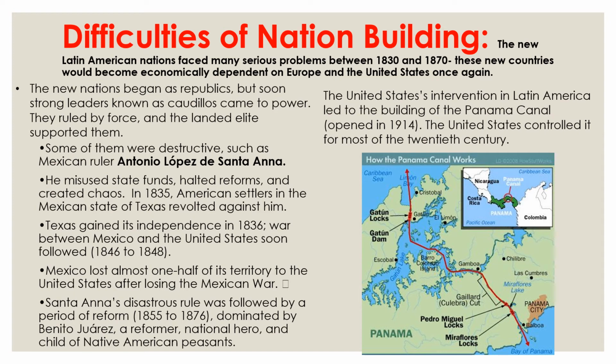In 1835, American settlers in the Mexican state of Texas revolted against Santa Anna. And Texas will eventually gain its independence in 1836 as a result of that. It started off with a war, with a battle at the Alamo, where the Texans lost to Santa Anna's forces. But eventually the United States will come in to support the Texas settlers, and Texas will gain its independence in 1836. War between Mexico and the United States will soon follow in 1846 and continuing until 1848, the Mexican-American War.